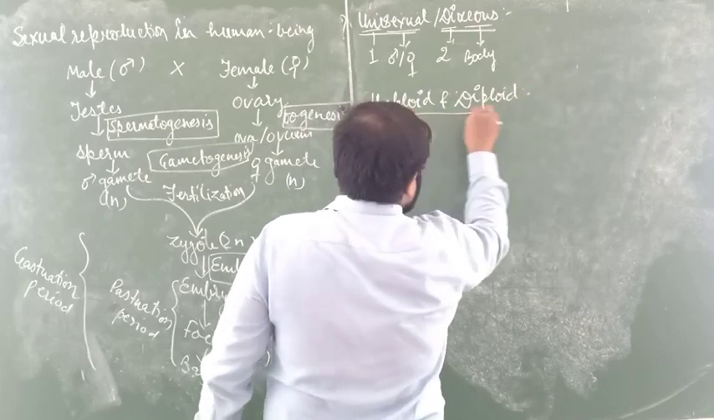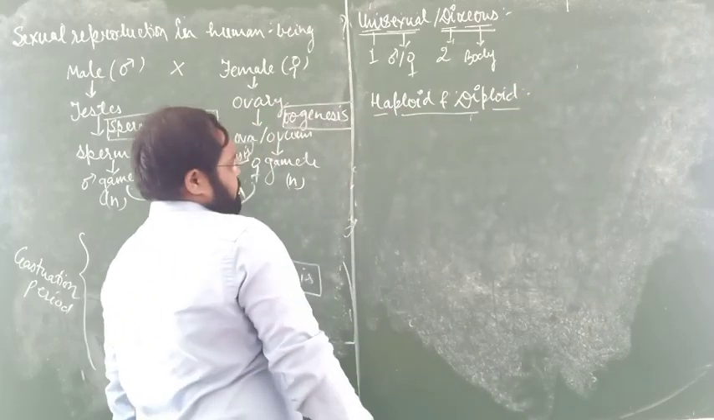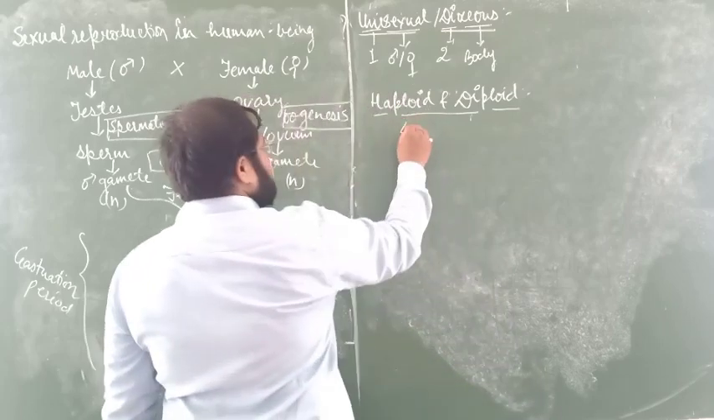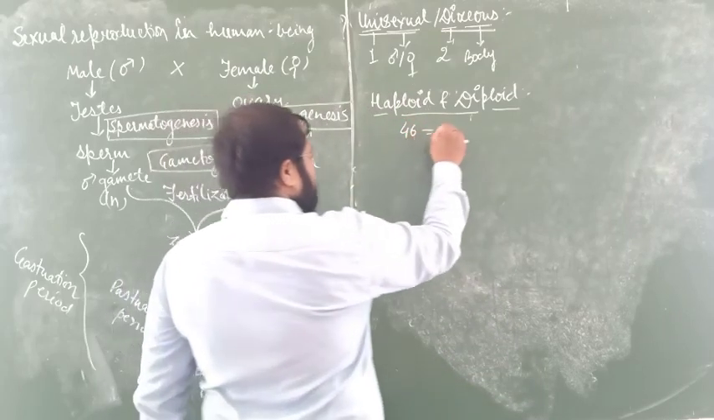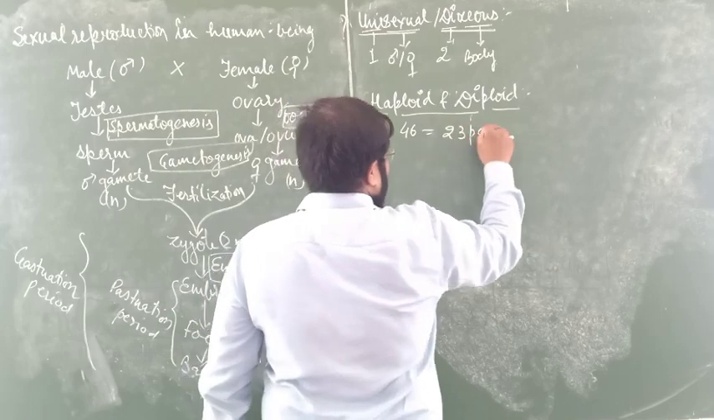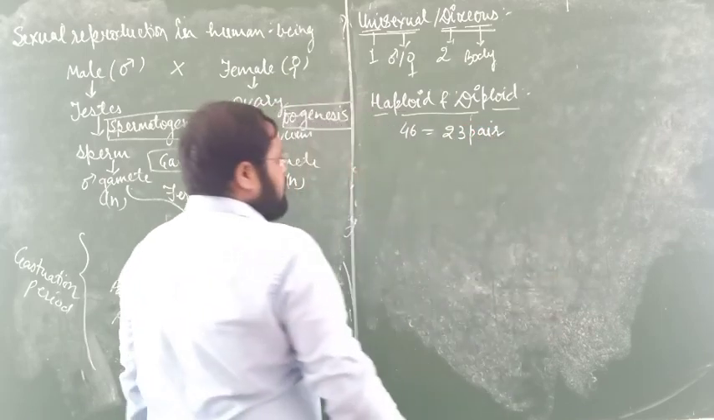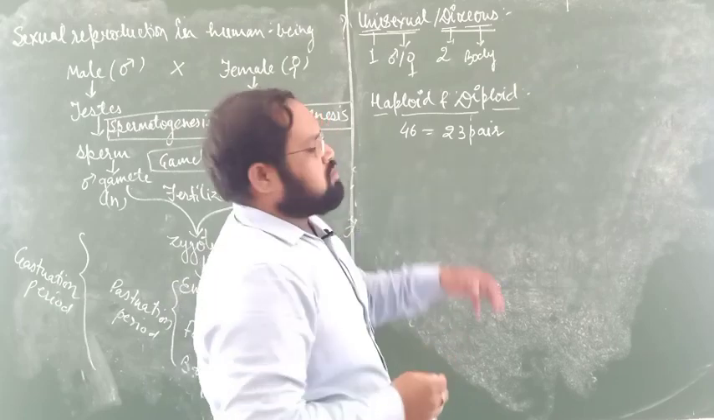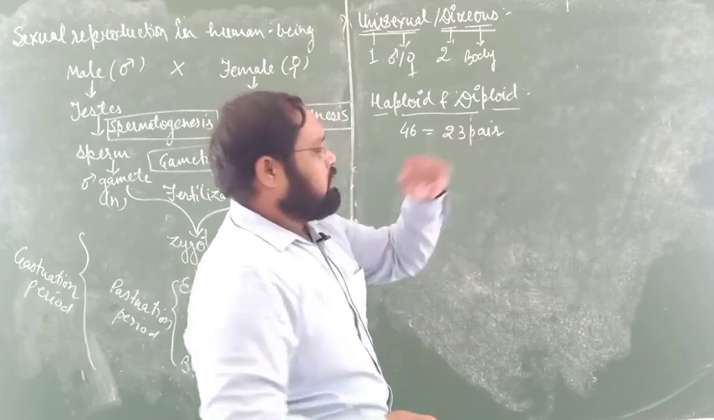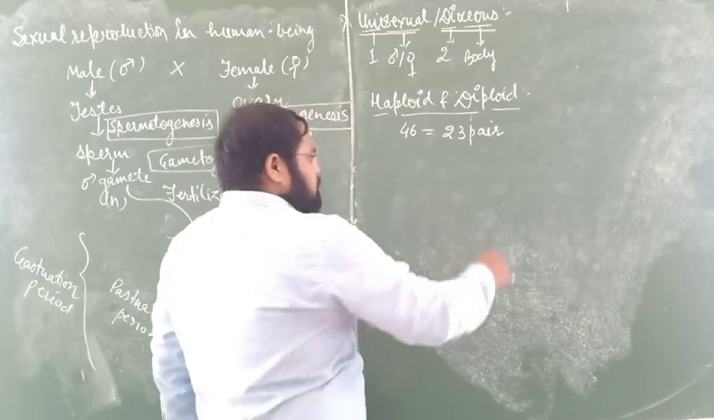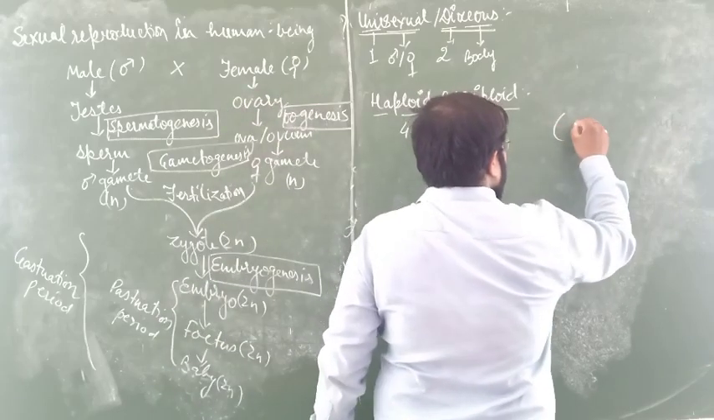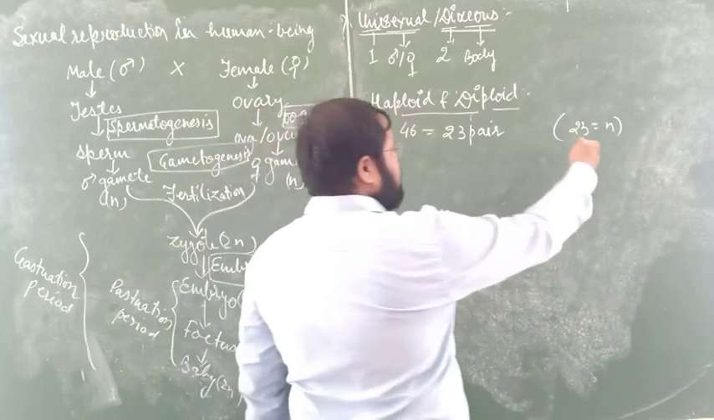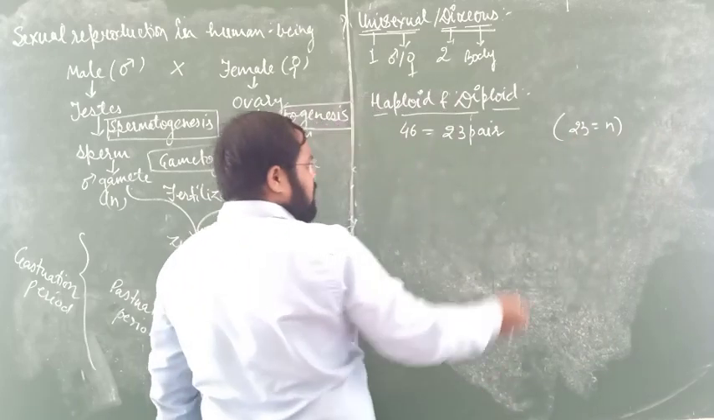What is haploid and what is diploid? Listen very carefully. Suppose that in our body the chromosome number is 46, or it will be written as 23 pairs. As you already know, in our body there are 46 chromosomes, which is 23 pairs. Suppose 23 is equal to n.